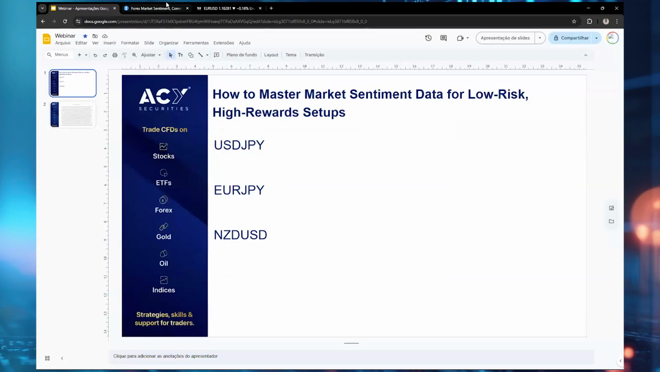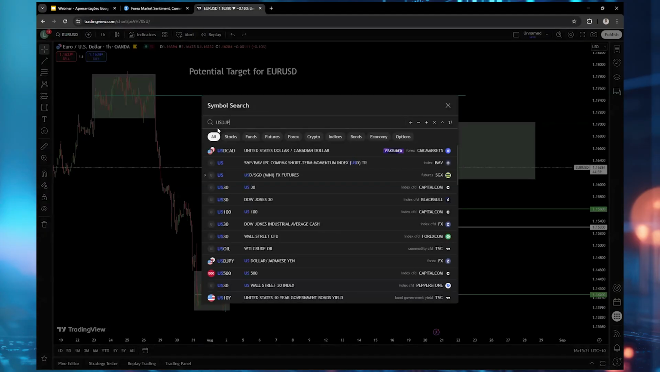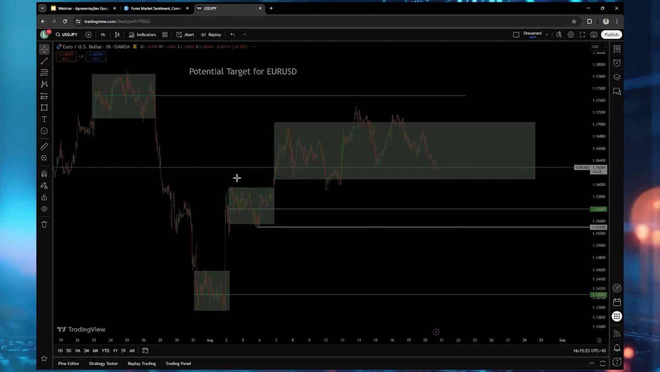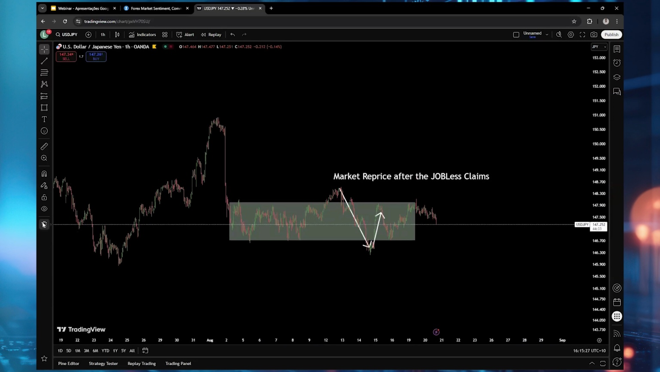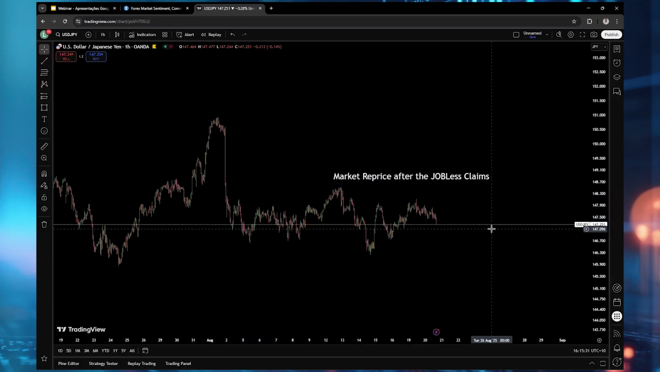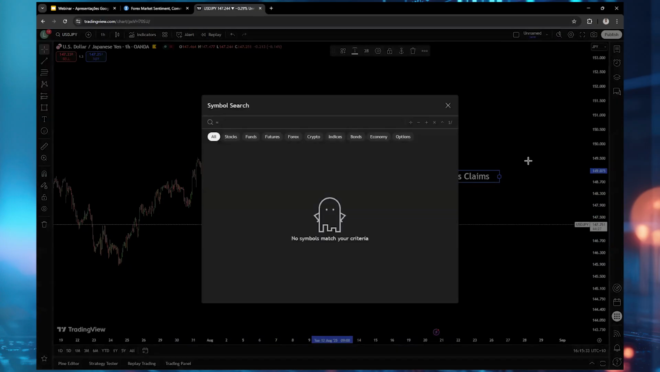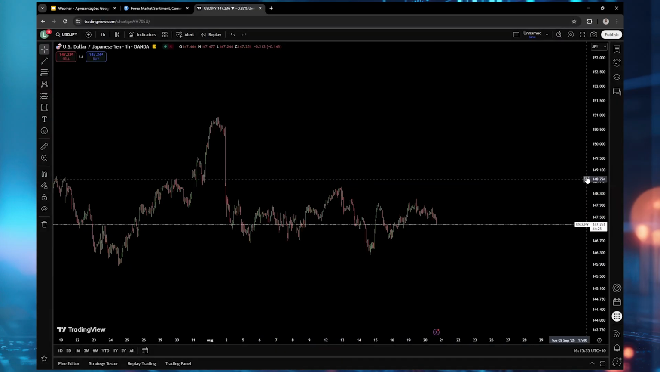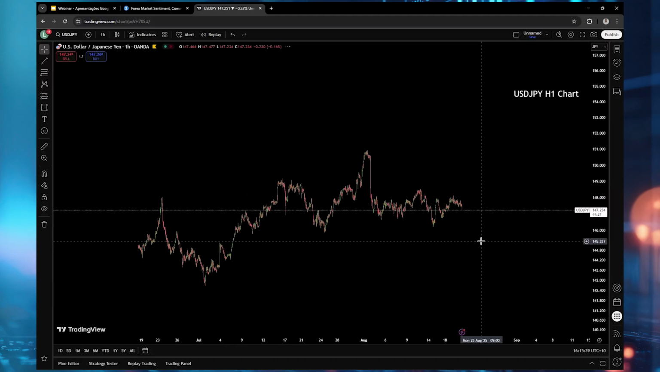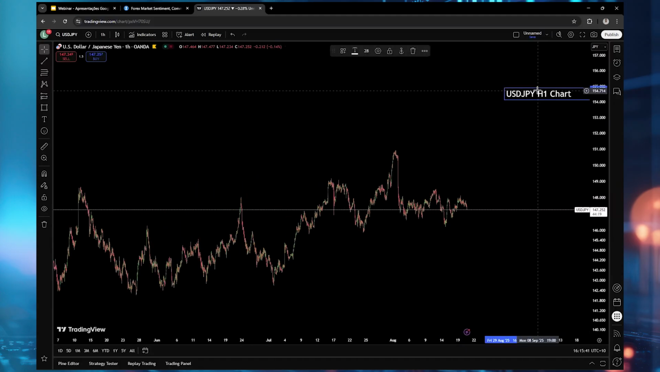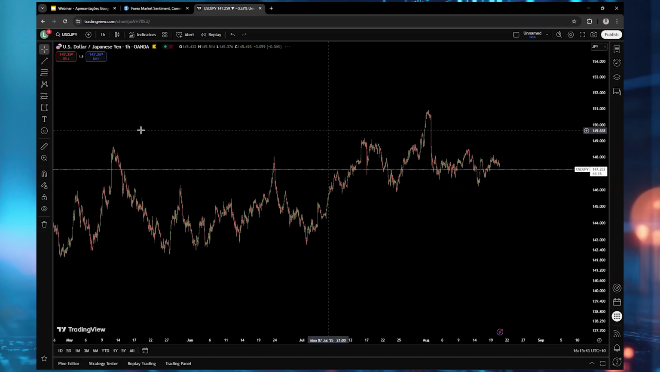Now, let's go. The first trade is US dollar Japanese yen. So if we open the US dollar Japanese yen, I've mentioned a couple times already that my main target, first of all, is 144. Okay, so that's a 1 hour chart. So it's first on 144.